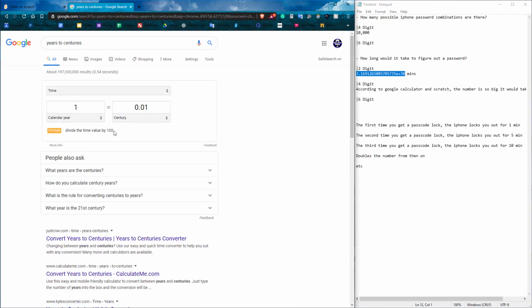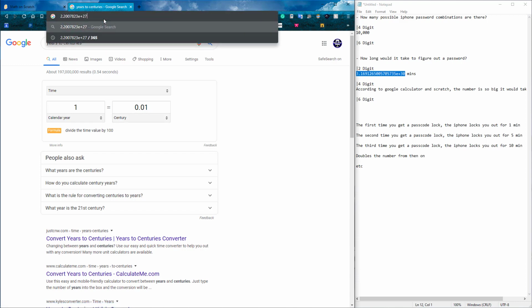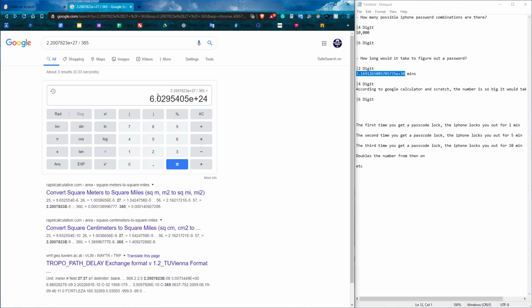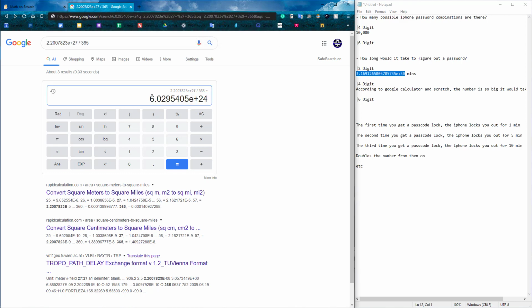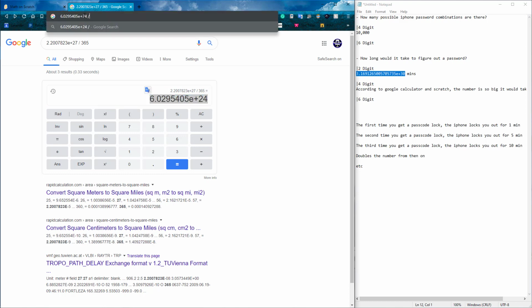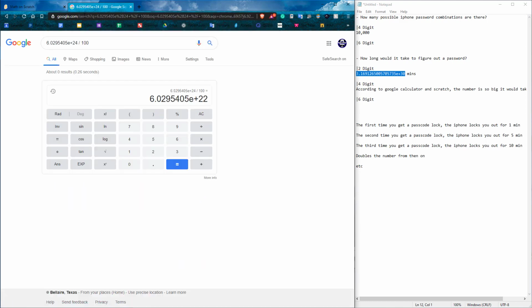Divide the time value by 100. Okay. Actually, why am I looking this up? Oh wait, whoops. Forgot to copy that. Seriously, did I copy that number? Okay, copy that, paste that in, divided by 100. It's still massive.